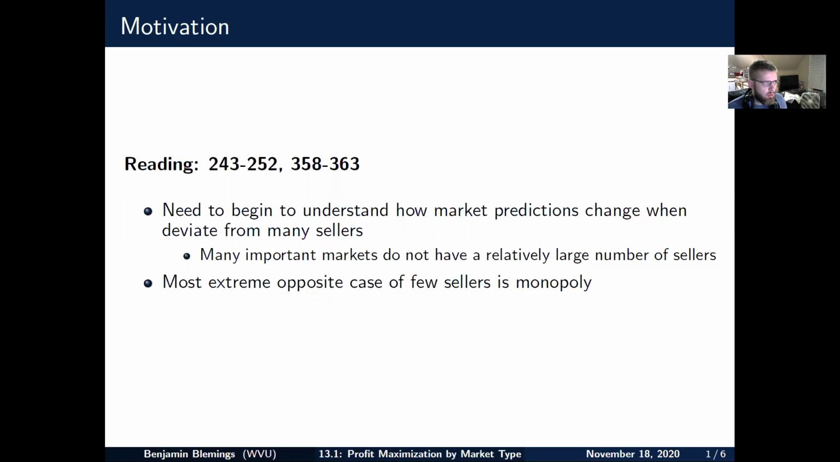And so we'll be working on the most extreme opposite case of many sellers, which is just one seller, mono, one seller, monopoly. We've all played Monopoly, come on.